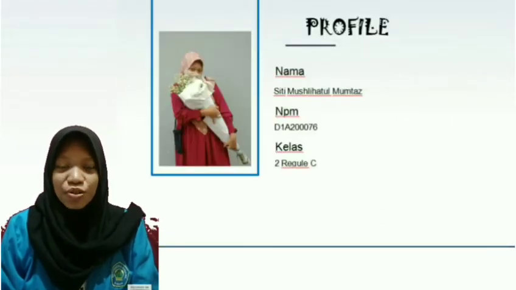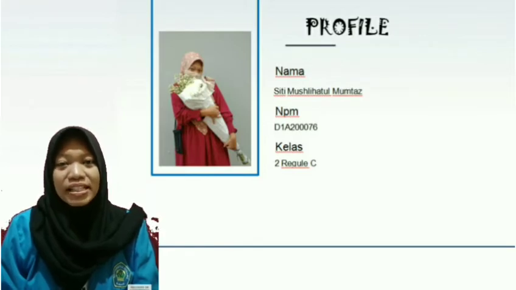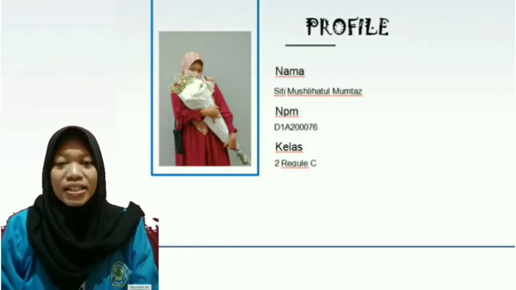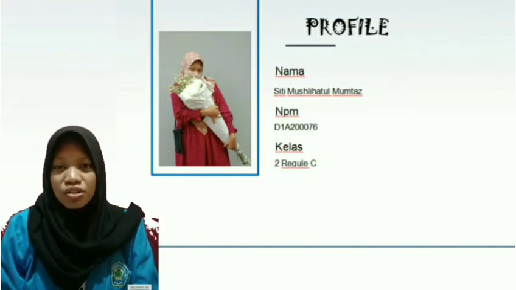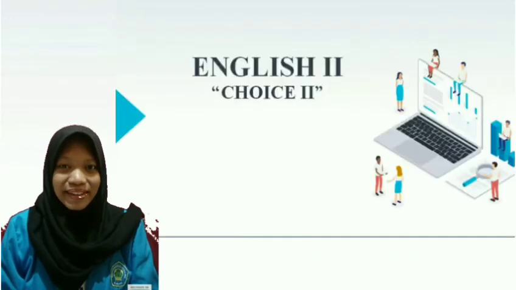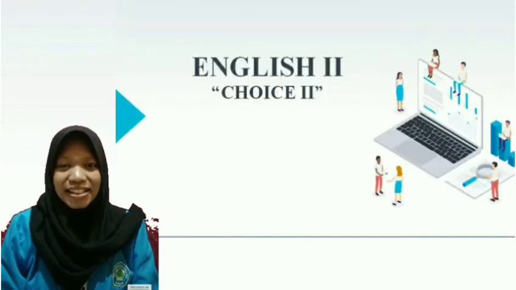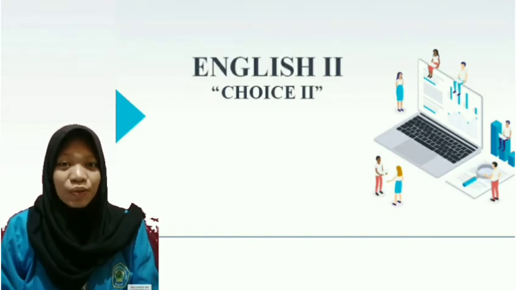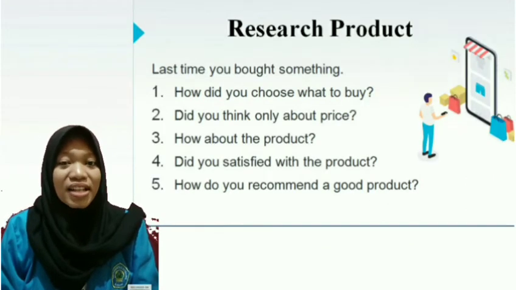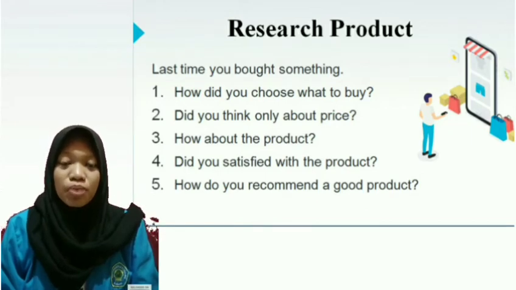Let me introduce myself. My name is Siti Mushlihatul Mumtaz with the student identification number D1I20079 and I'm from class 2 regular C. In this presentation, I will discuss the material Choose Part 1. The first, I will explain to you about research product.